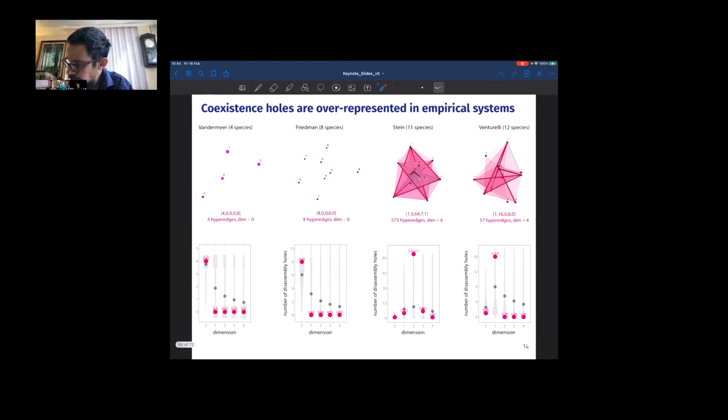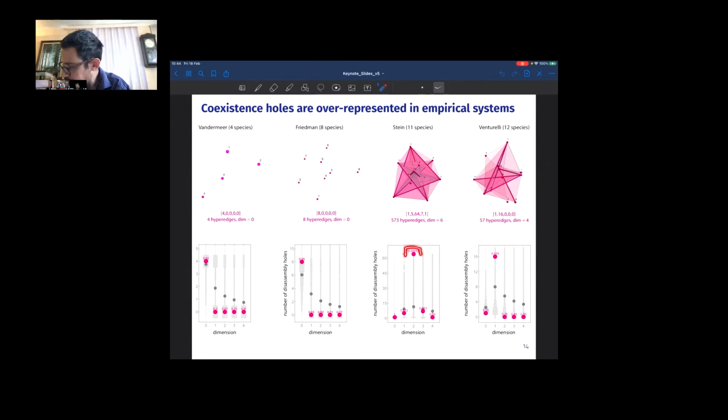So again, this is what you observe from nature, and then again, the question is: is this what we can expect just by chance, or is there some mechanism that is either enriching or depleting the number of disassembly holes? So you do the same trick that I just mentioned. You compare the actual measurement with respect to randomizations. Remember, the gray points are randomizations. The color points, the pink points, are the actual measurements.